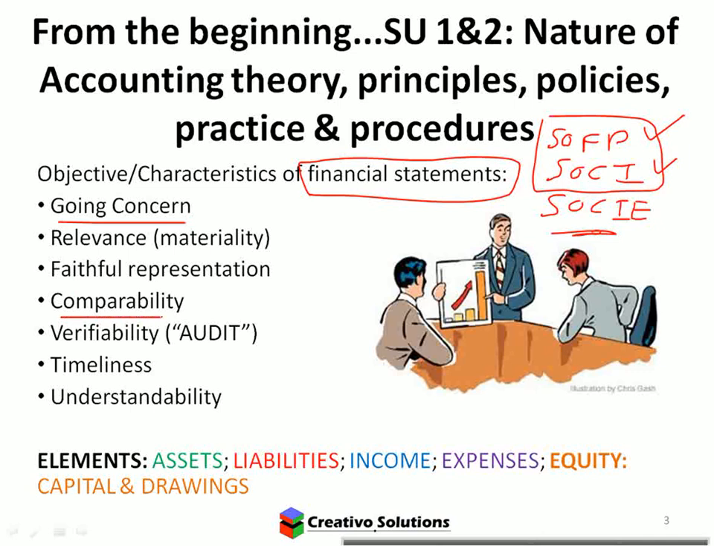Comparability: we need to compare things year by year. Verifiability: can I verify, is there an audit trail? Do I know what the source documents are to verify the transactions? Timely: information needs to be prepared year by year, so we can't prepare statements for 2 years ago, it needs to be for the last financial year. It needs to be timely. And we need to understand what's in the statement, and that comes back to our basics.